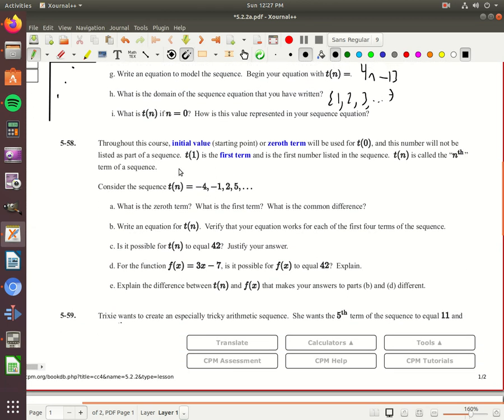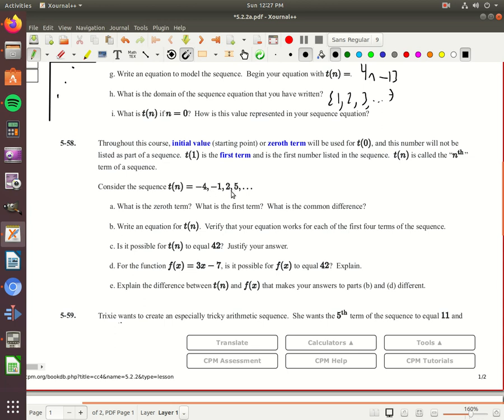Throughout this course, initial value or the starting point or 0th term will be used for t of 0, and this number will not be listed as part of a sequence. T of 1 is the first term and is the first number listed in the sequence. T of n is called the nth term in the sequence.